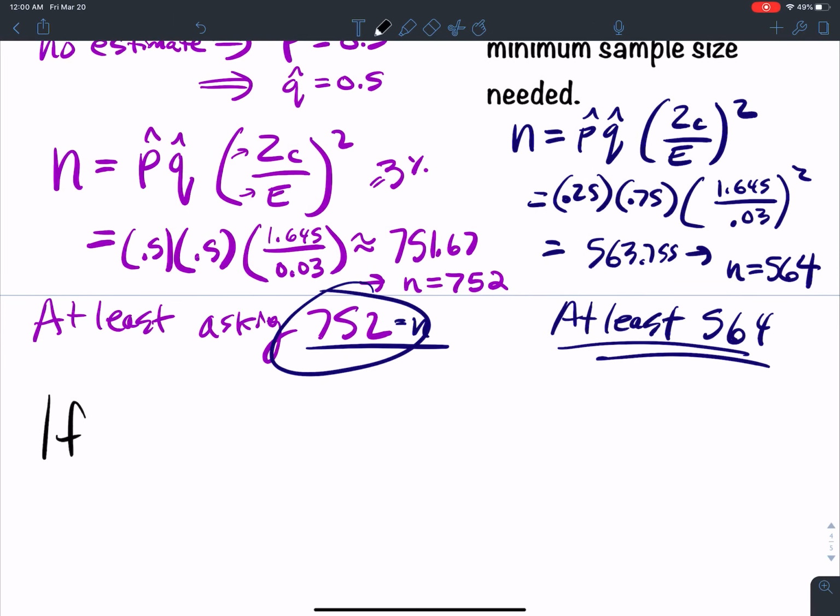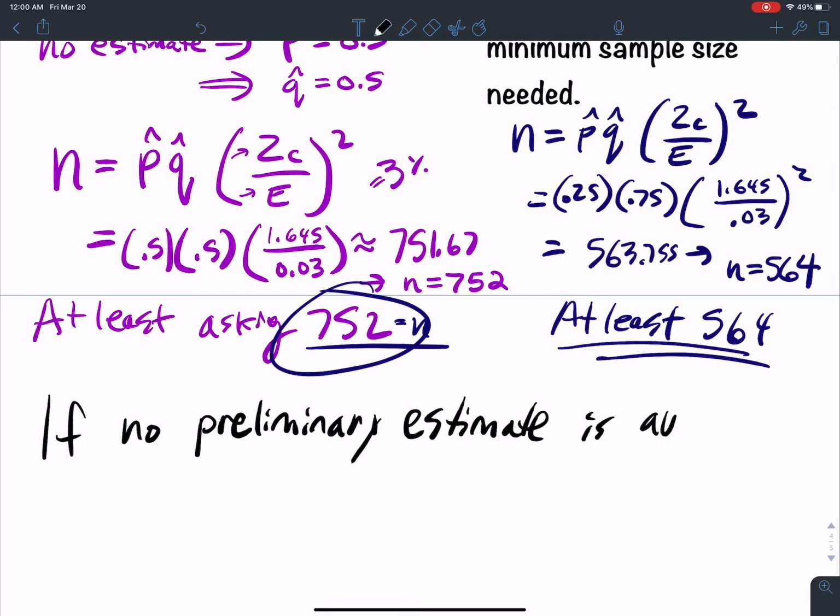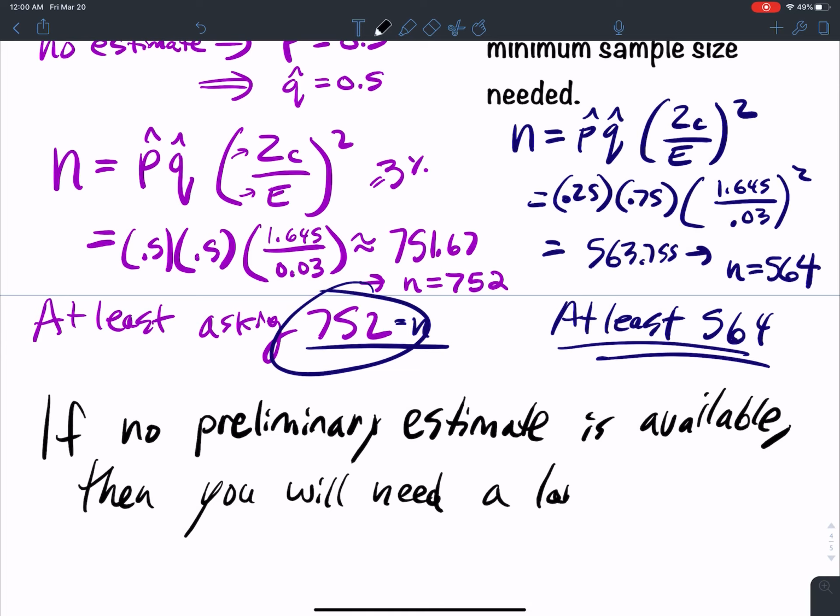So if no preliminary estimate is available, then you will need a larger sample size to get the same level of error, margin of error, as you would otherwise.